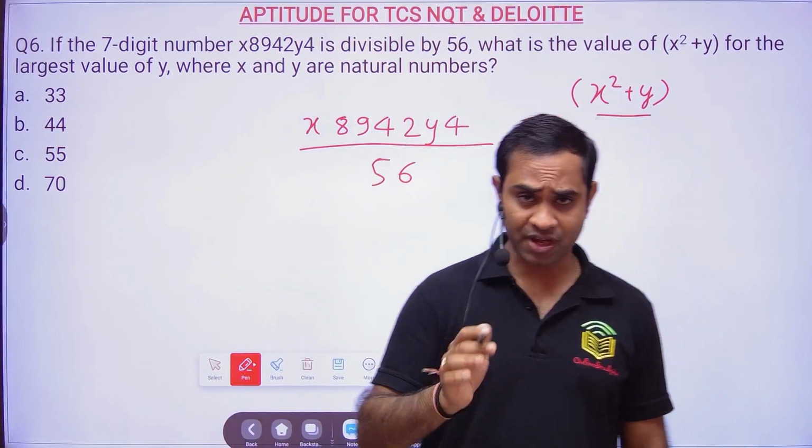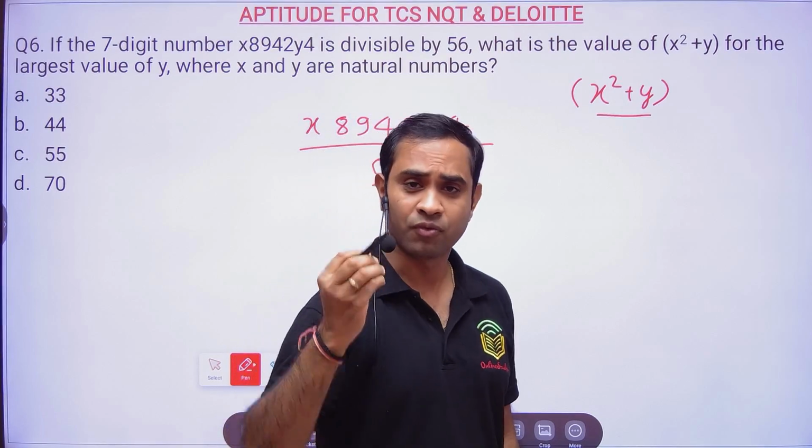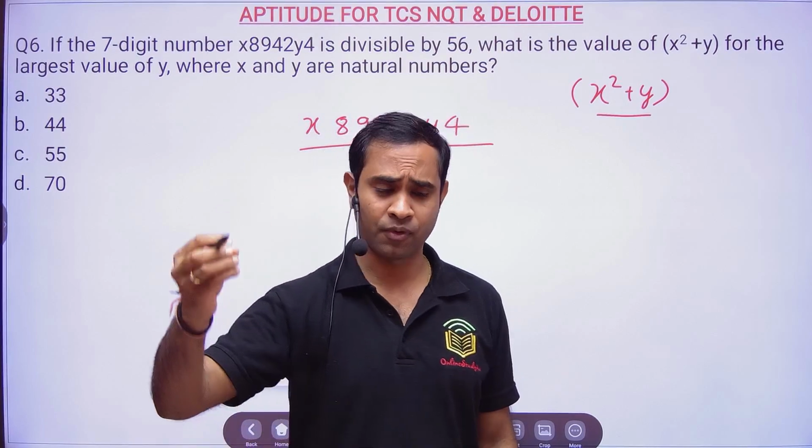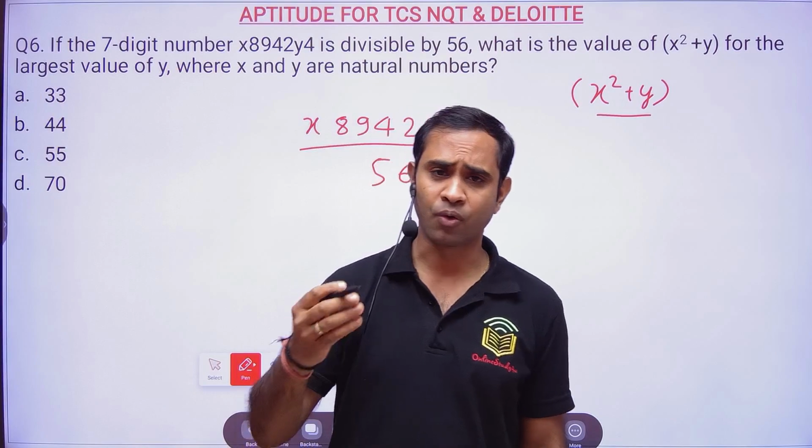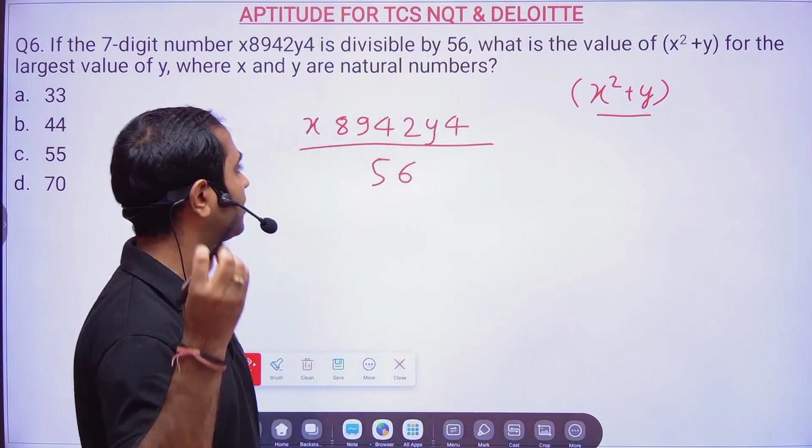Natural numbers means what? Numbers found in nature? No. Natural numbers means 1, 2, 3, 4, 5. All these are natural numbers. Whole numbers start with 0. Natural numbers start with 1.